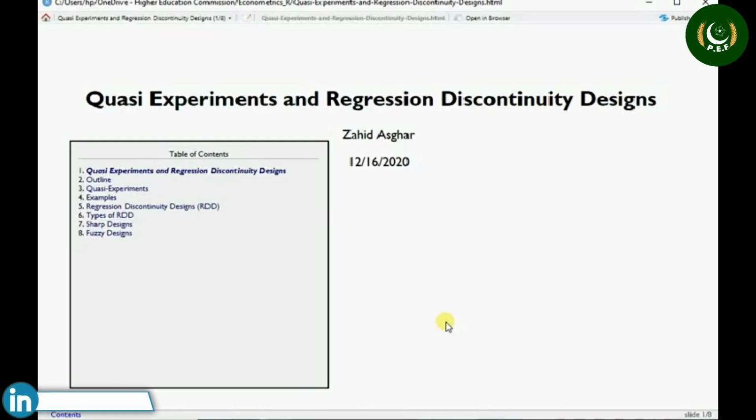We have discussed experiments, differences in differences estimators. Today we are going to discuss quasi-experiments and regression discontinuity designs.